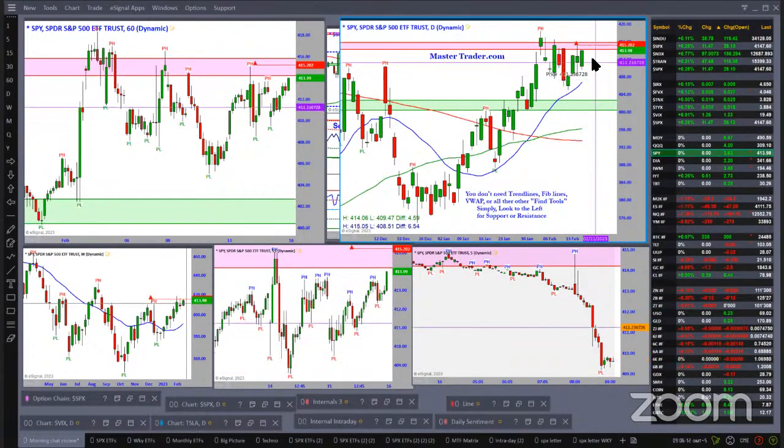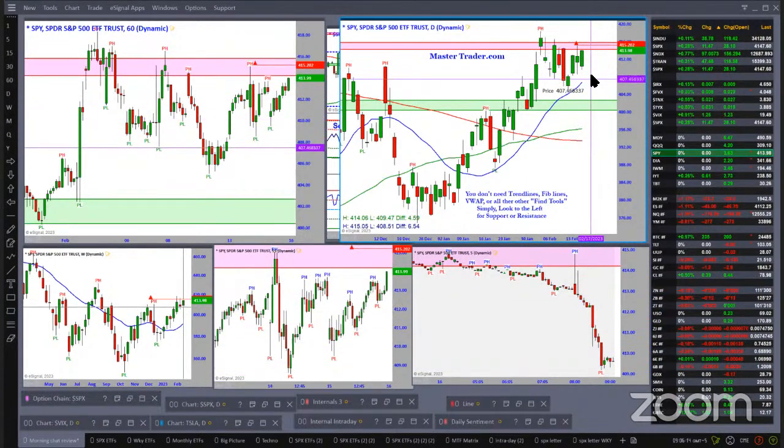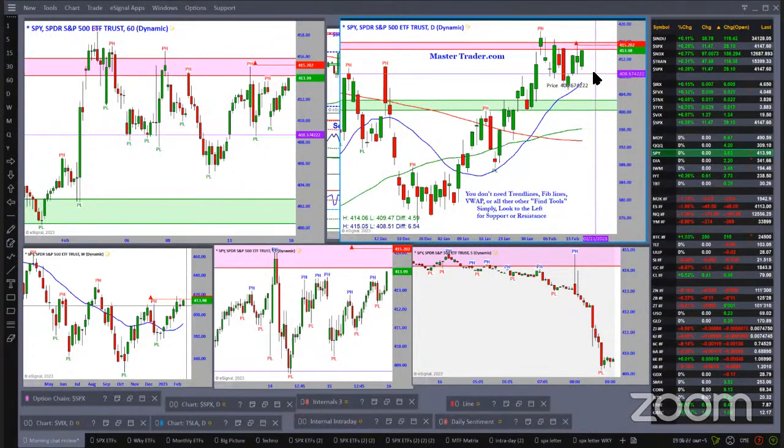This is one of the most difficult things to sit through, something like this, and it's why so many swing traders get shaken out. We've all been there with swing trades, looking at something like this.